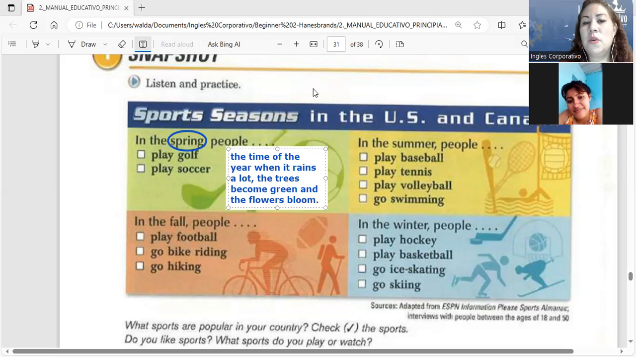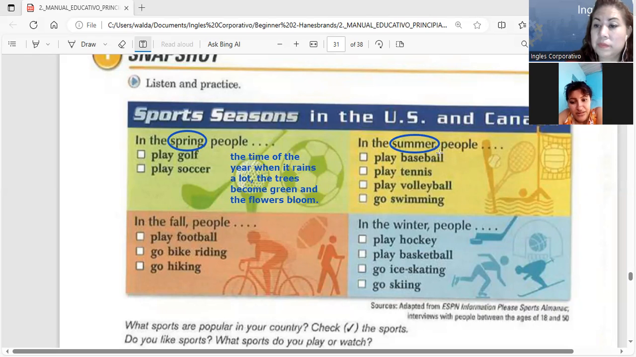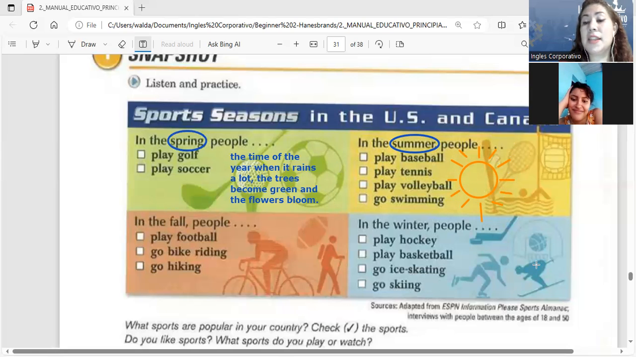Okay. Then we have summer. You know summer? Very hot. Yeah, summer is the time when it's very hot. Verano. Yeah, exactly. Very good. Okay, so this is summer.